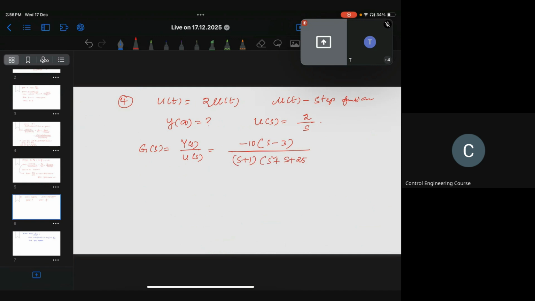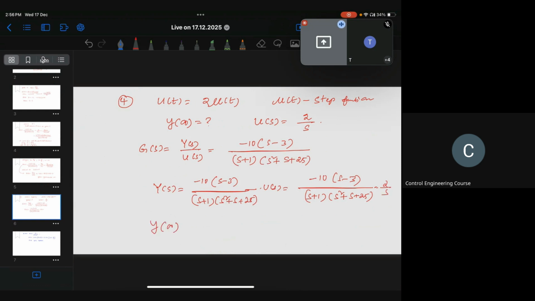So Y(s) is nothing but (-10s - 3) divided by (s + 1)(s² + s + 25) multiplied by U(s). The final expression is (-10s - 3) divided by (s + 1)(s² + s + 25) multiplied by 2 by s. Now our job is to find y of infinity.